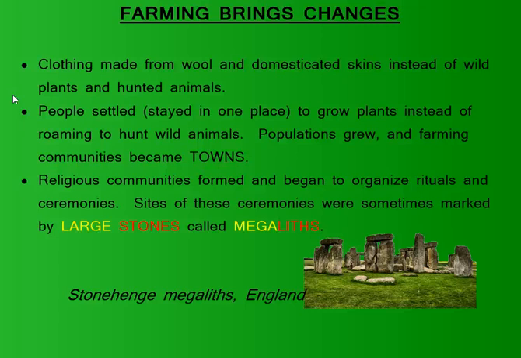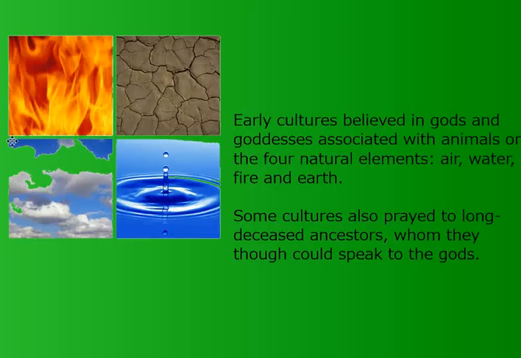In fact, religious communities formed and they began to organize rituals and ceremonies to help with farming. Sites of these ceremonies were sometimes marked by large stones known as megaliths. Here's an example of one, Stonehenge, a very famous one out in England. Early cultures believed in gods and goddesses associated with animals or the four natural elements: air, water, fire, and earth. Now, some cultures also prayed to long-deceased ancestors, dead relatives, who they thought could speak to the gods.